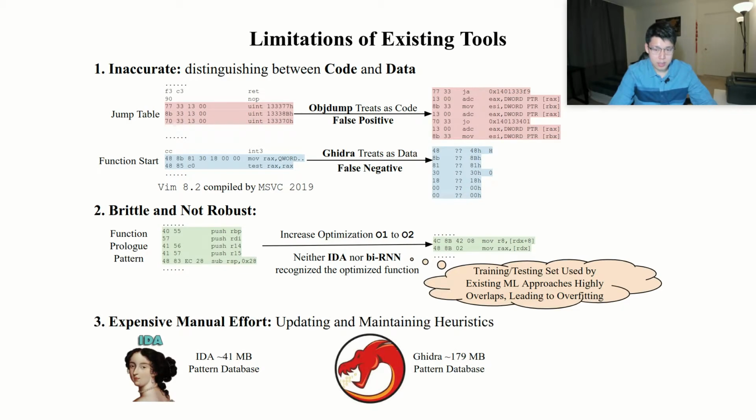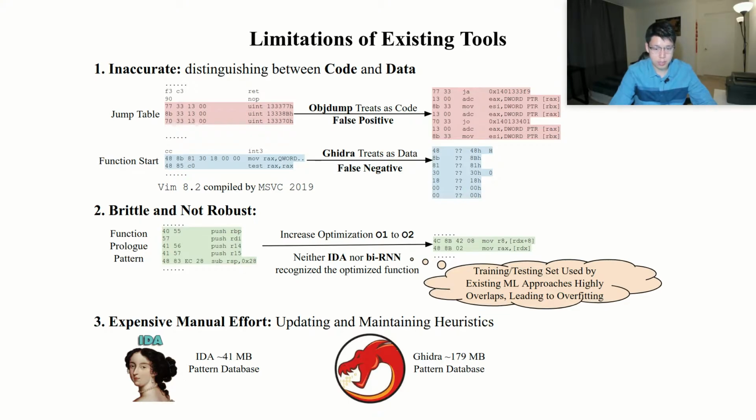Finally, a lot of existing tools rely on heuristics for disassembly manually constructed by domain experts. This database of patterns needs constant maintaining and updating. For example, both IDA and Ghidra maintain a large pattern database that needs to cater to new compiler idioms or new architecture specifications frequently.